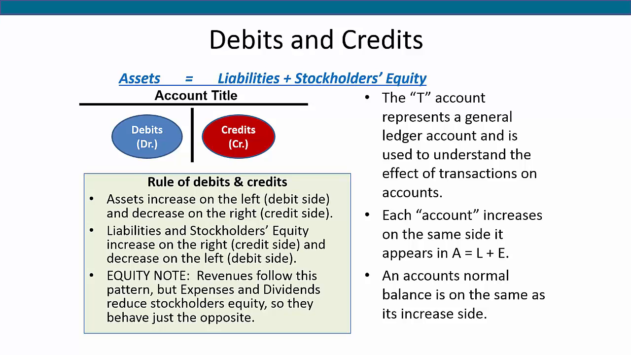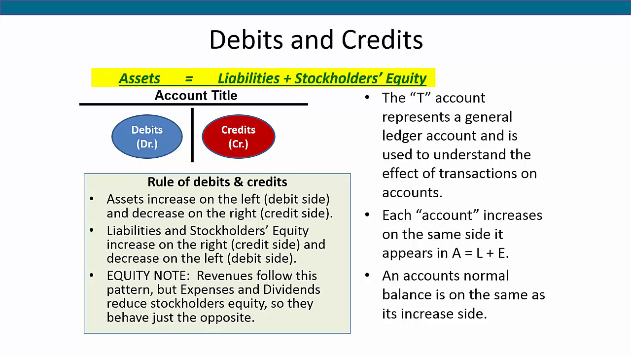Whether a debit increases or decreases an account depends on what kind of account it is. You can see I've written the accounting equation on top of the T account. In short, each account type increases on the same side as it appears over the T account in the accounting equation. A warning: be careful about equity accounts.